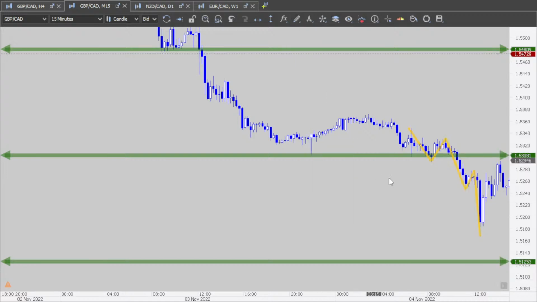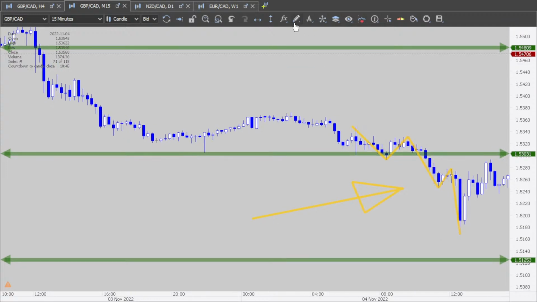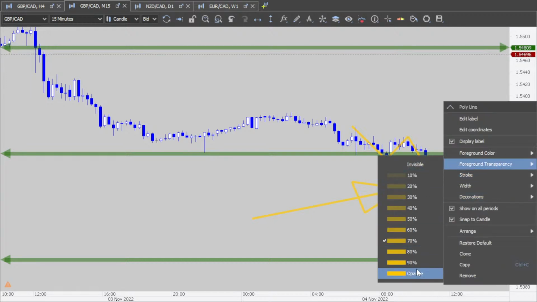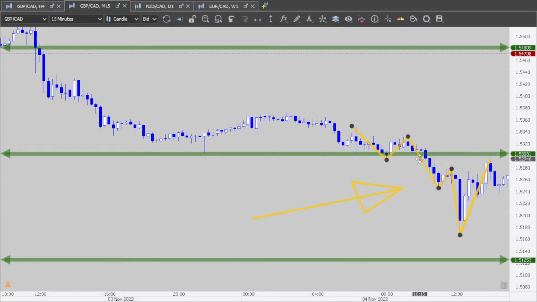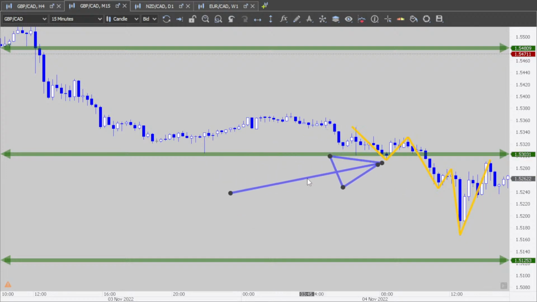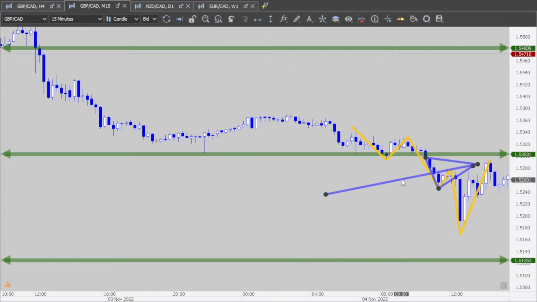Do we agree that the market was making until here lower lows, lower highs, lower lows, lower highs? And do we agree that then the market crowned, it made the first higher high? Transparency 90%, there you go. Do we agree, everybody? The market was making lower lows, lower highs, lower lows, lower highs, lower lows, and then made the first, bam, first higher high.